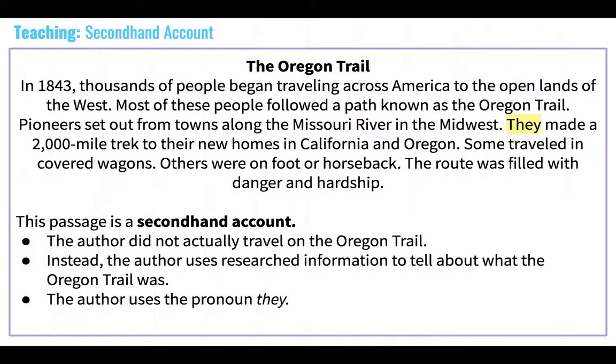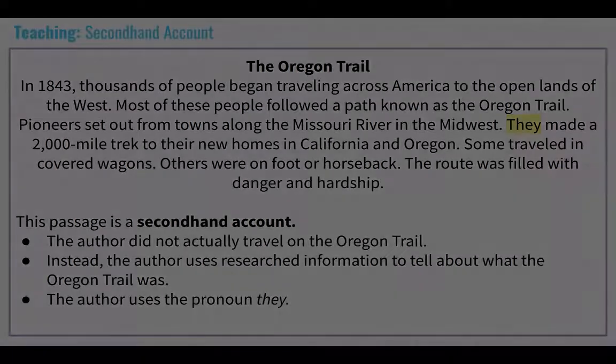The Oregon Trail was a second-hand account. I know this because the author did not actually travel on the Oregon Trail. Instead, the author uses research to tell about how the Oregon Trail was. And the author uses the pronoun they.